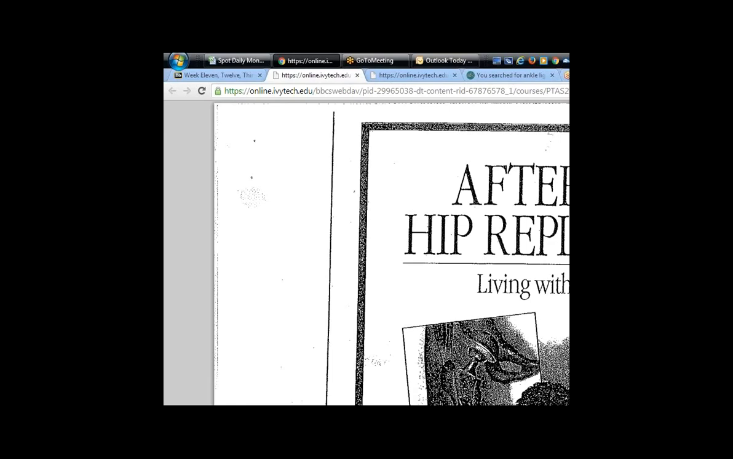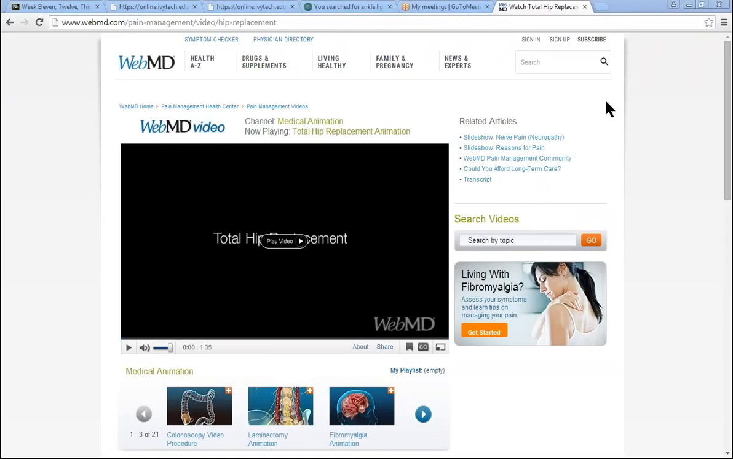Okay, this is PTAS 207, modalities 2, and this is a continuation of the lower extremity diagnoses, starting with the hip and then going into the ankle foot.